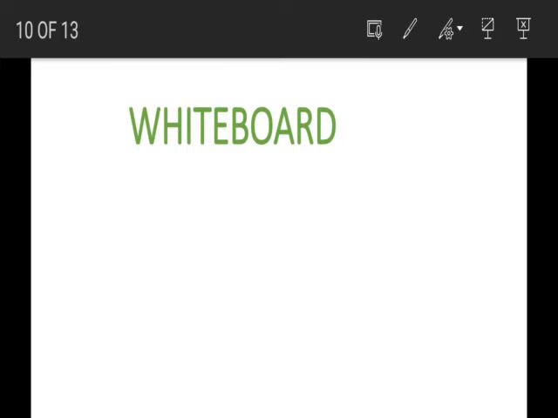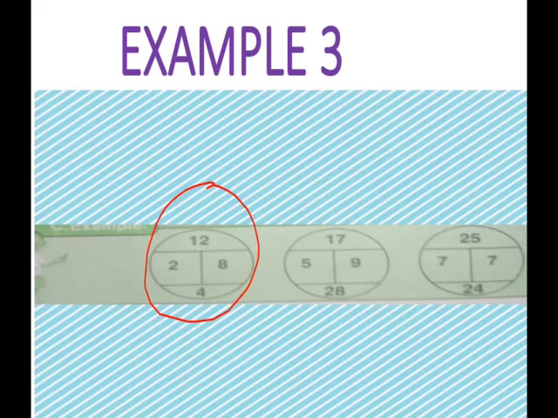Assuming 8 was not given, what do you do? I want you to see the sample. Assuming 8 was not given, what do you do? You do 12 plus 4 is 16. 16 divided by 2 is 8.